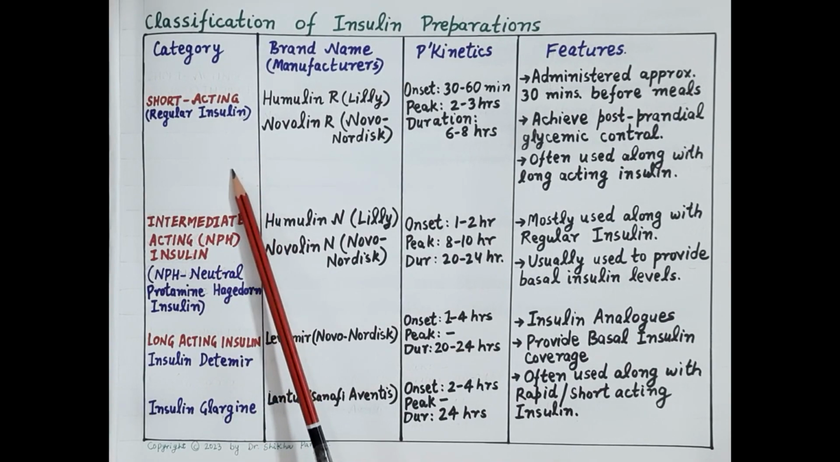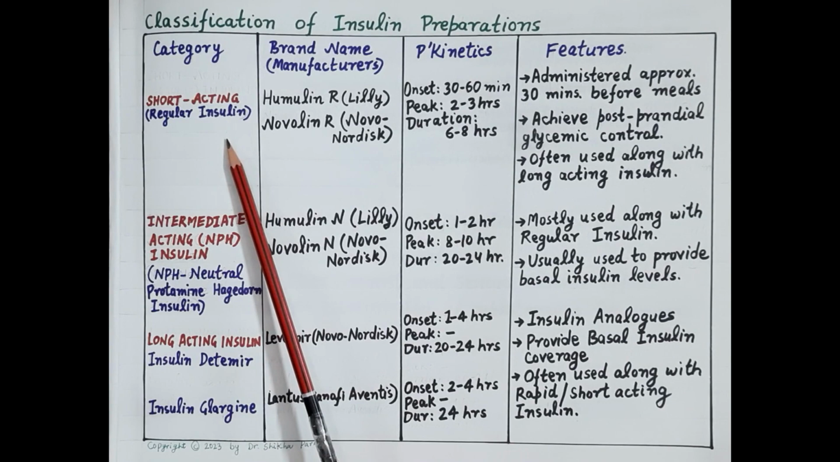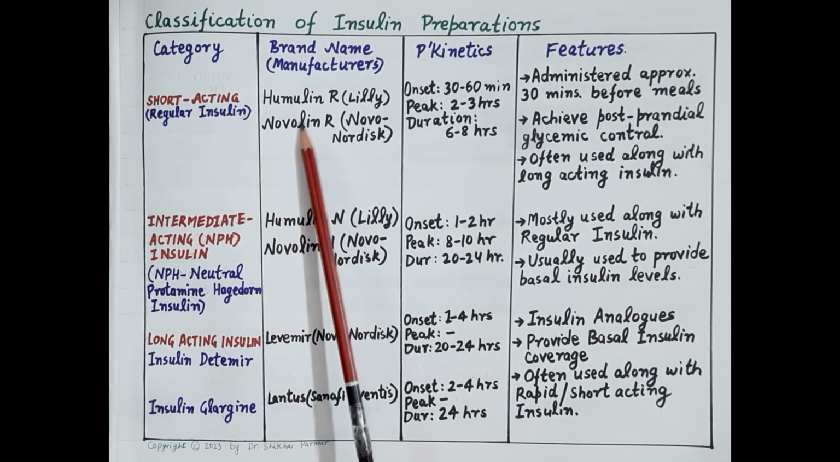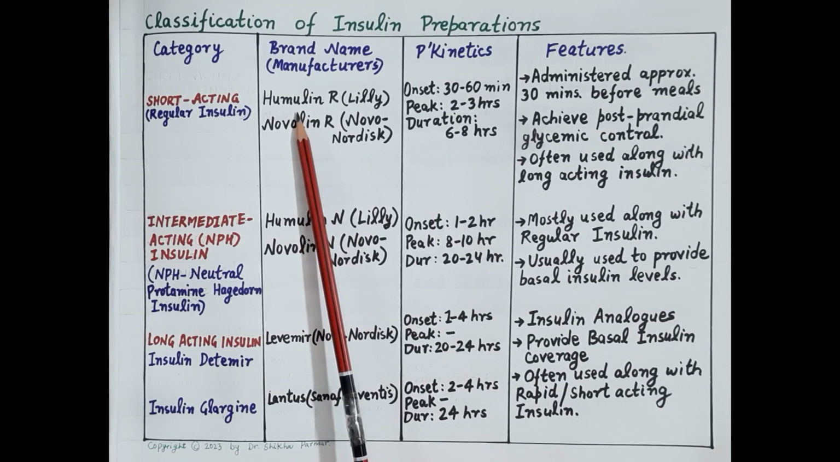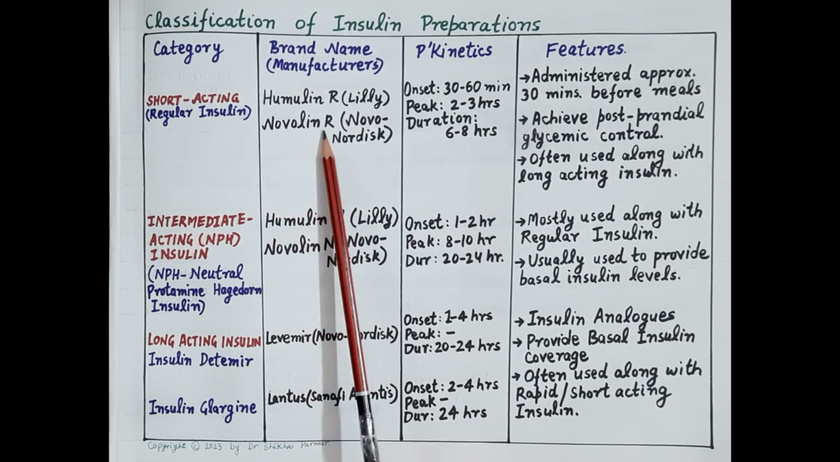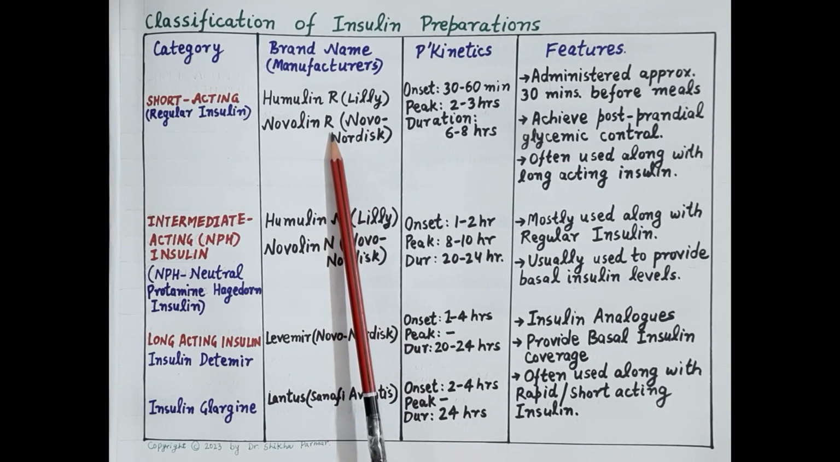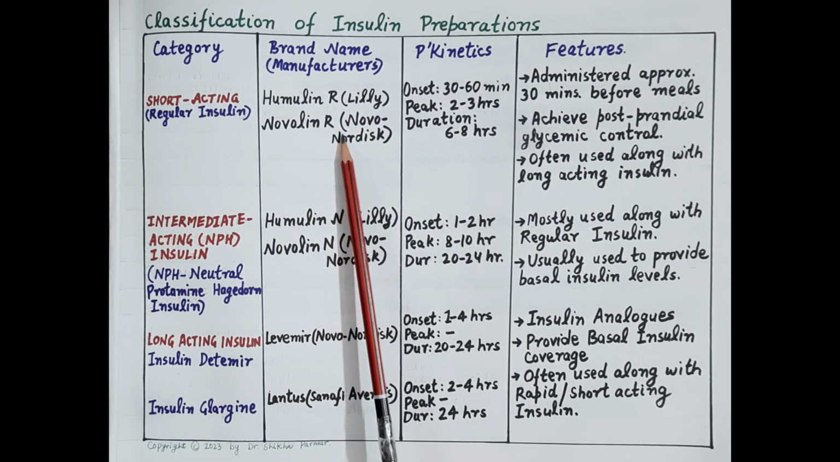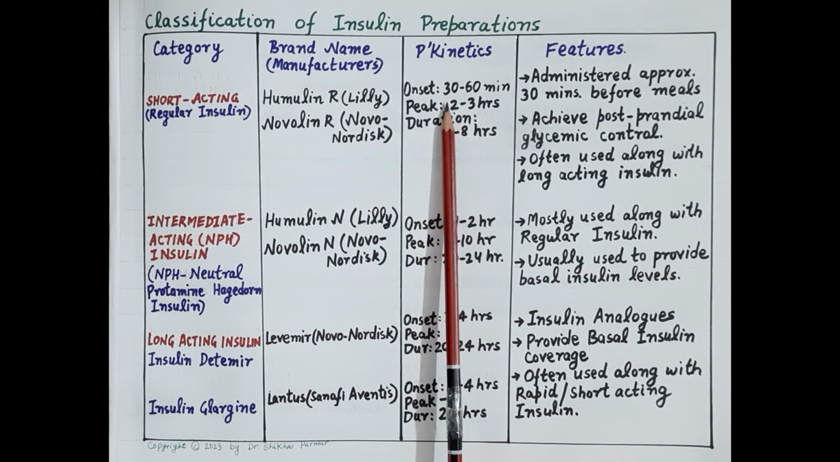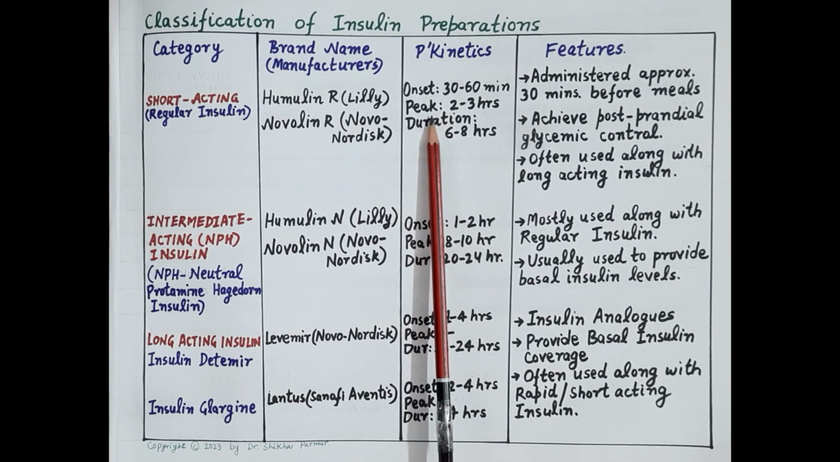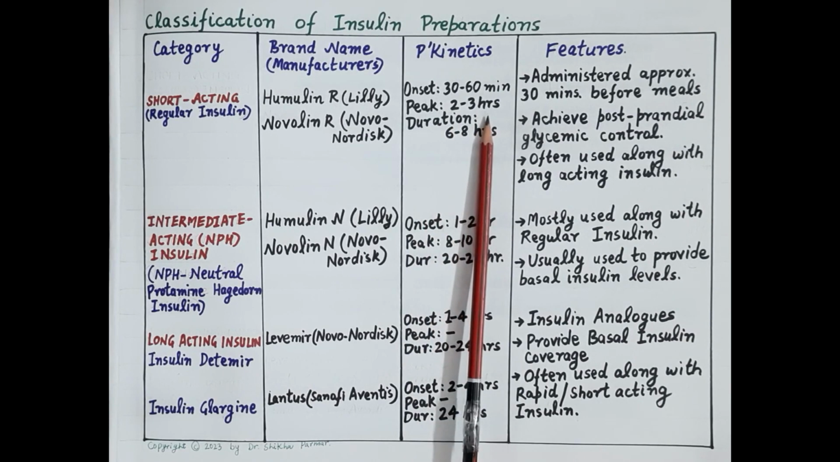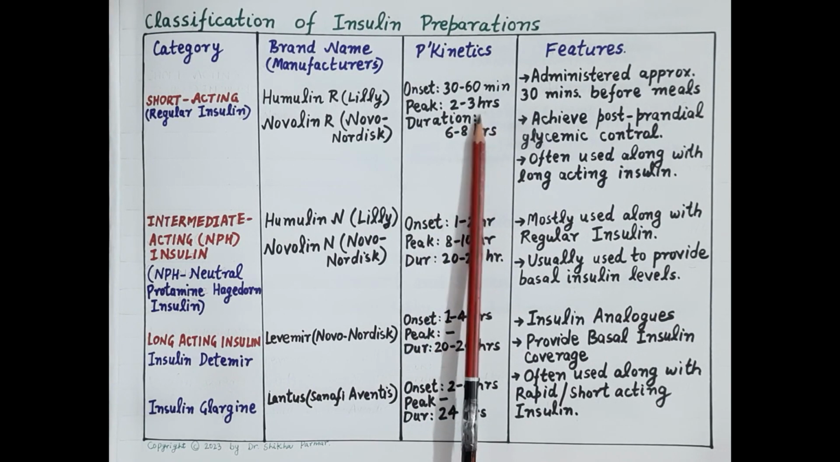Second category of insulin preparations is short acting regular insulin. It is commercially available by the name of Humulin R, manufactured by Lilly, and Novolin R, manufactured by Novo Nordisk. Now, here capital letter R stands for the regular insulin. Now, as already discussed, onset of these preparations is between 30 to 60 minutes. Peak levels of insulin are achieved within 2 to 3 hours after subcutaneous administration. And as duration of action is short, that is 6 to 8 hours, this type of insulin preparation is called as short acting insulin preparation.